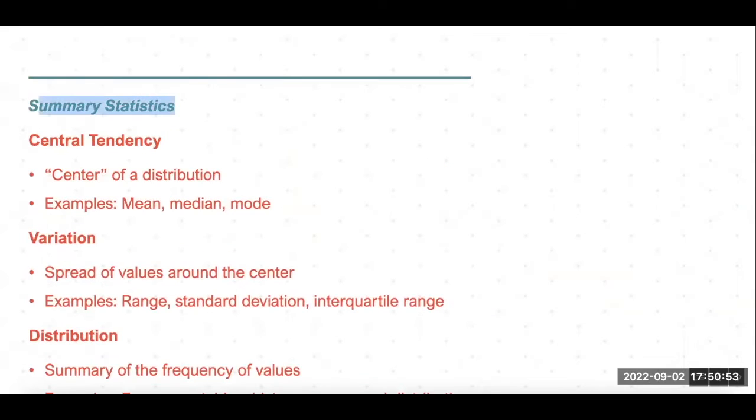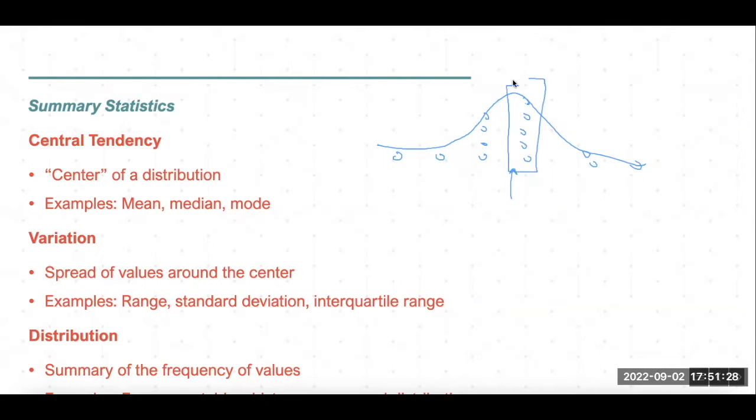Summary statistics is about taking a big data set and understanding how you can pull a few numbers from it so you can understand the general trends of that data set. There's a central tendency, which is the center of a distribution. So for example, if we have some data set here, like a bell, the variation tells you the spread of values around the center. The center we can say is the mean, median, or mode. Variation is the spread. Examples of variation would be range, standard deviation, or interquartile range.